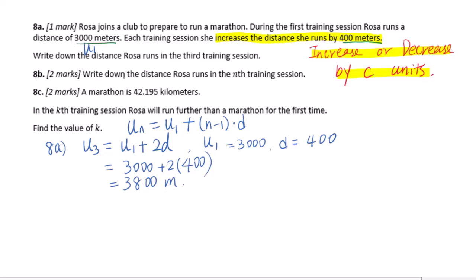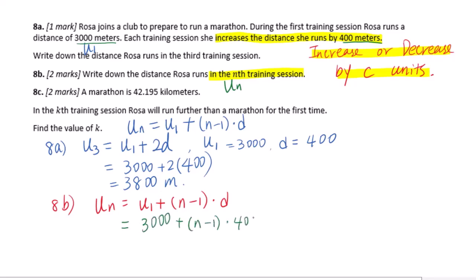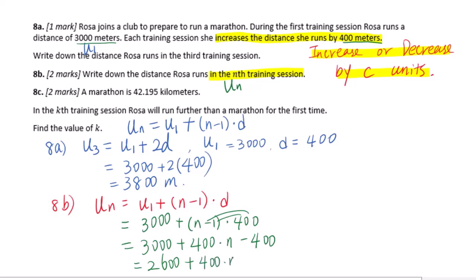For 8b, write down the distance Rosa runs in the nth training session. Un equals U1 plus n minus 1 times d. We need to figure out the general form for this sequence. U1 is 3,000 plus n minus 1 times 400. Distributive property equals 3,000 plus 400 times n minus 400. Combine like terms, 2,600 plus 400 times n. This will be Un.